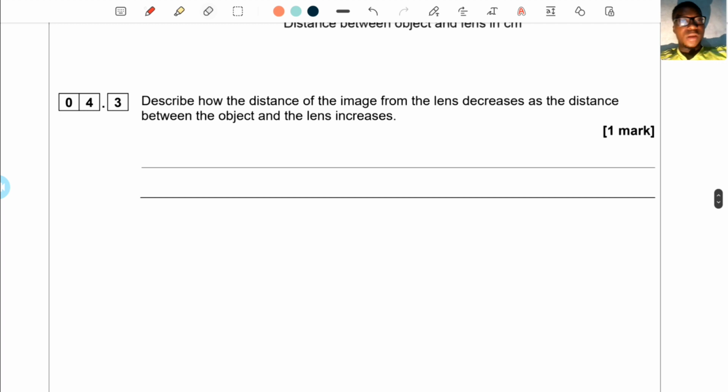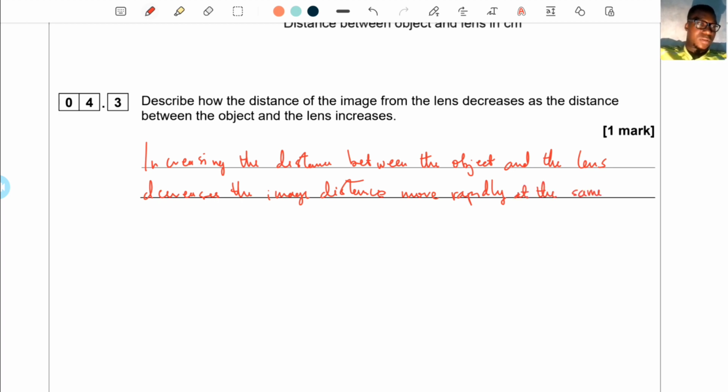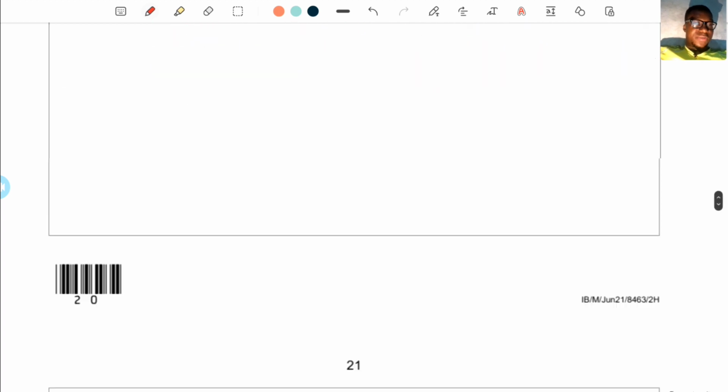All right, let's work with our description. So here we can say that increasing the distance in the lens decreases the image distance more rapidly at the same object distance. All right, that's that for the description.